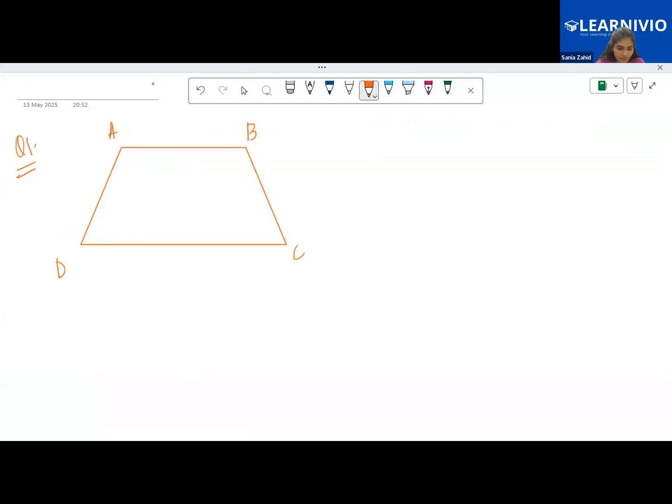So ABCD is a trapezium and AB is parallel to DC. This line is given parallel to this line. E and F are points on non-parallel sides AD and BC. So this is point E and this is point F. And such that EF is parallel to AB. So that means basically all these three lines are parallel. What is given? AB parallel to EF parallel to CD. This is given to you. Now show that, what you have to prove.